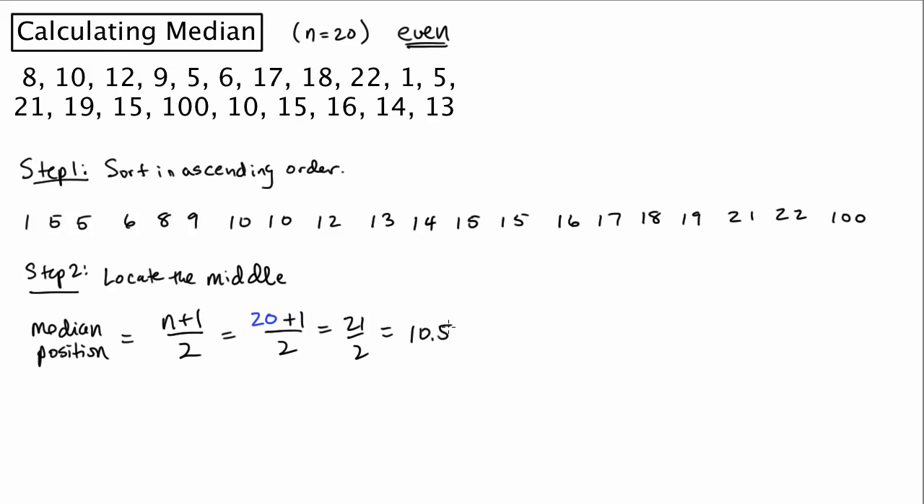Now let me explain what the 10.5 number means. It means the middle is somewhere between the 10th and the 11th entry. So this is 10th to the 11th position. In other words, it's exactly halfway in between.